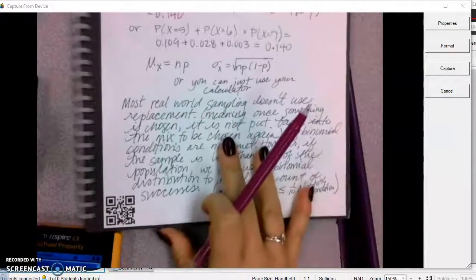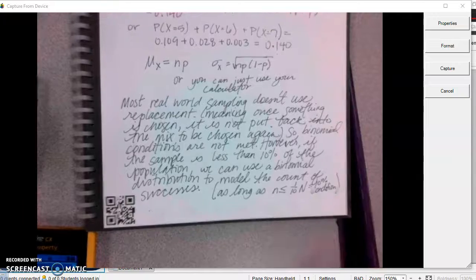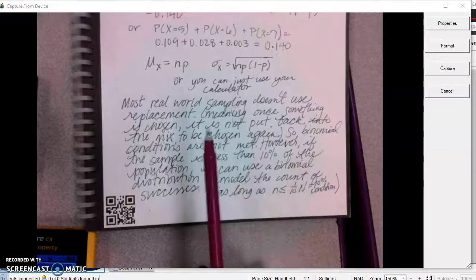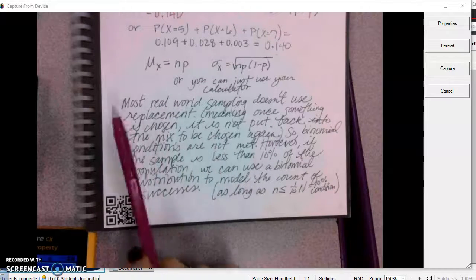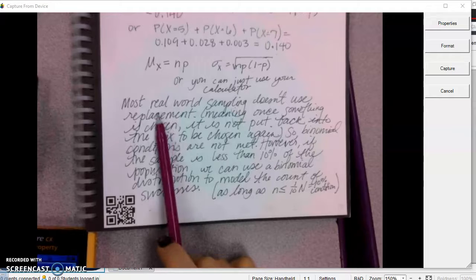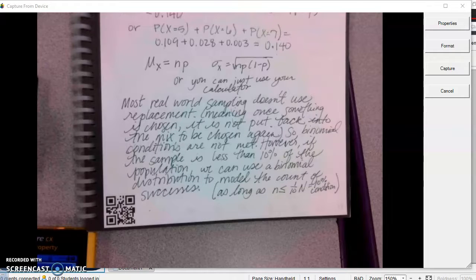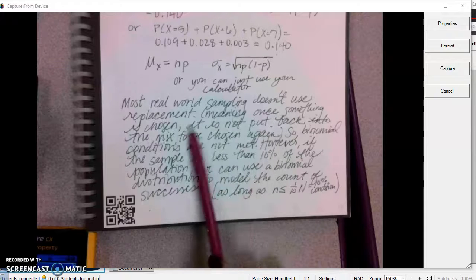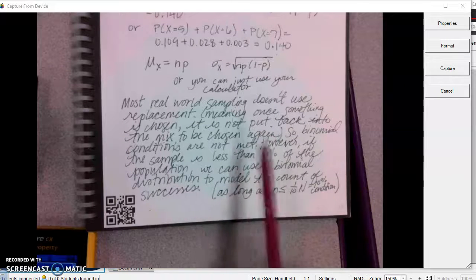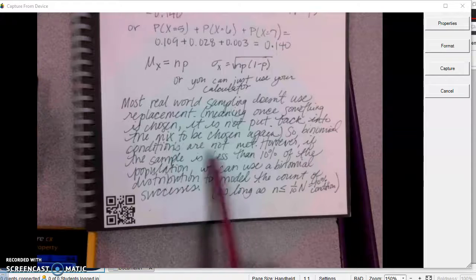You can also use your calculator for that. But if you've noticed, if you think about elk, it's a little different than what you thought we were going to be dealing with. For most real-world sampling, we don't have replacement. You're not putting back that elk that either lived or died and then seeing if it lives or dies again. Meaning once something is chosen, it's not put back into the mix to be chosen again. So binomial conditions are not met.